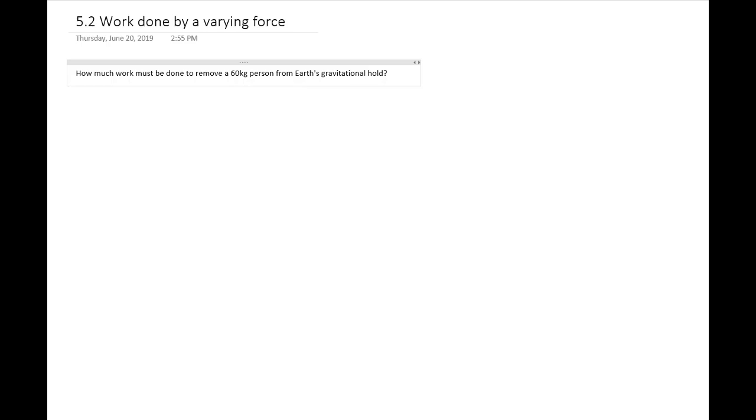If we look at someone standing on the Earth, so a little person, and we're going to remove them to the point where they're no longer affected by Earth's gravity, okay? There's work that has to be done because we know there's a force of gravity, and so we have to overcome it. So let's first take a look at two equations.